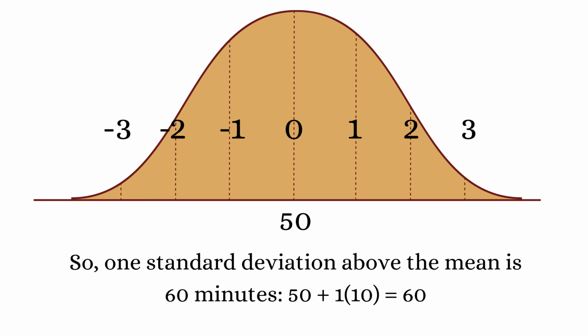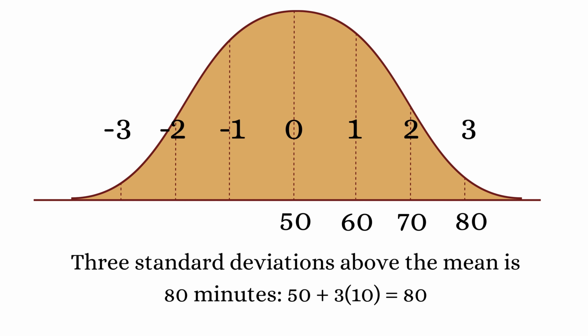Two standard deviations above the mean is 70. And we know that because, again, we have our mean of 50 plus two standard deviations of 10. So 50 plus 20 gives us 70. Lastly, three standard deviations above the mean is 80. Our mean of 50 plus three standard deviations of 10. 50 plus 30 gives us 80.